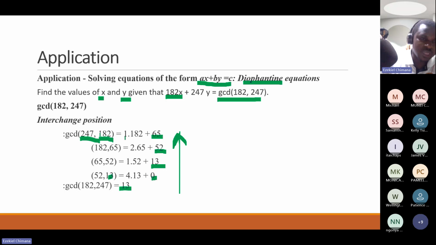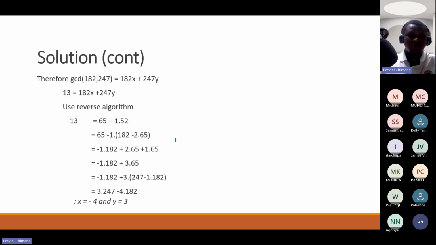Like here we've said 182 into 247 is just 1, remainder 65. So it will be 1 times this value plus 65 to get this 247. So you'll be expressing in terms of what? In terms of A. You'll be expressing your answer in terms of A. Just like that. That's what we'll be doing. So let's look at how we can solve this.